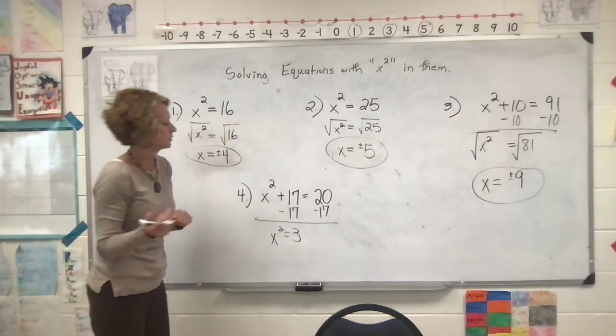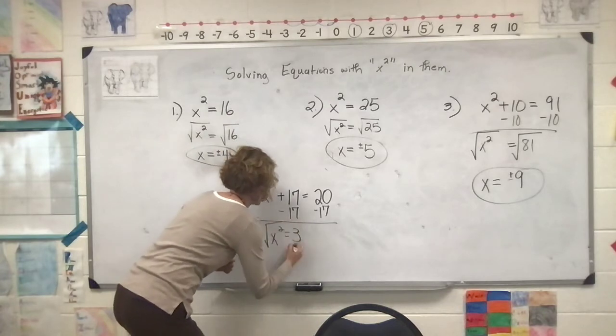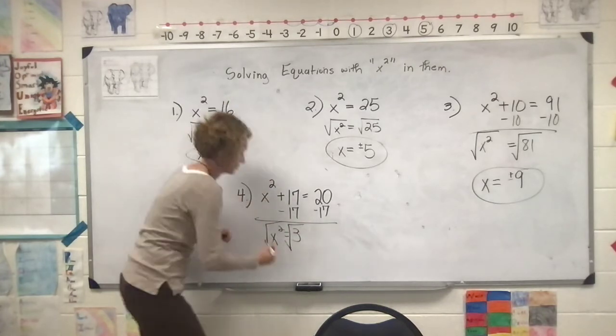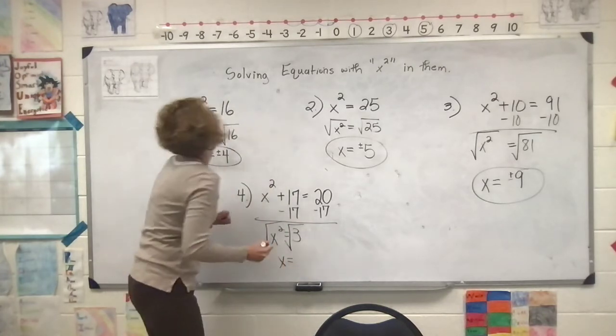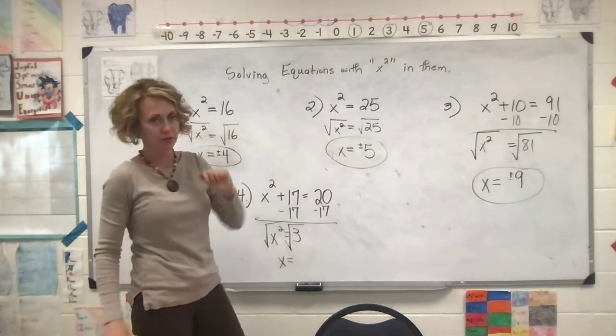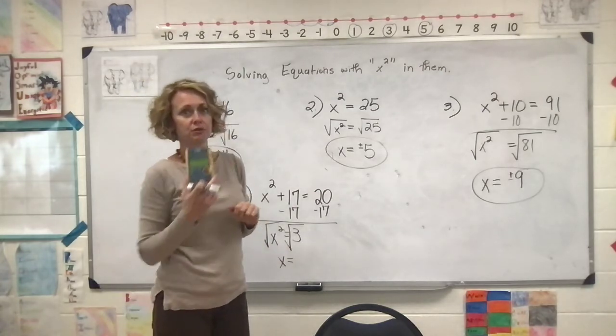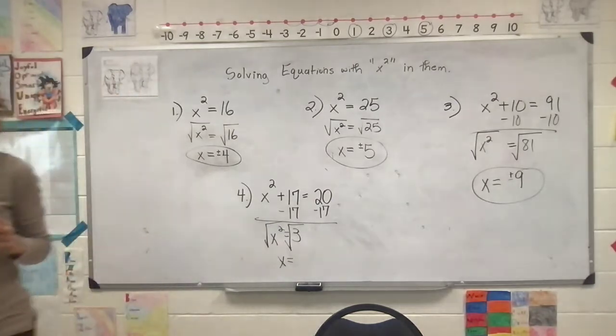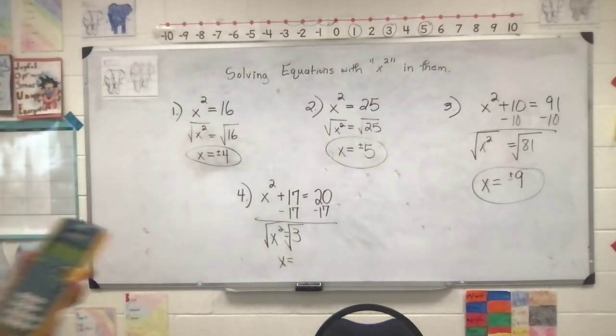Using my process of taking the square root, I'm going to have square root of x squared and square root of 3. But that's not a whole number value like all of our other ones where they're integers. That's when we're going to use the calculator. And we're going to get a decimal equivalent and round it to the nearest tenth.